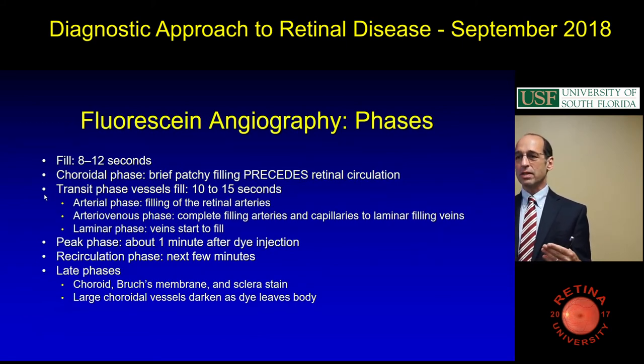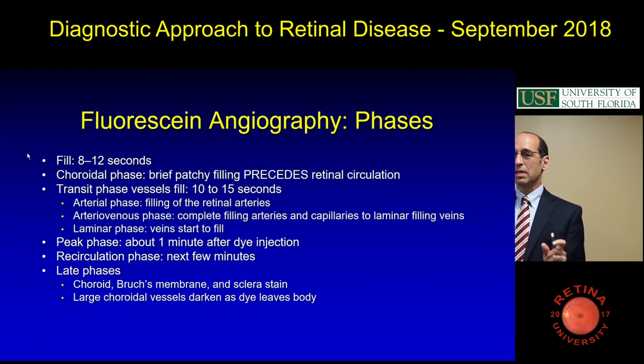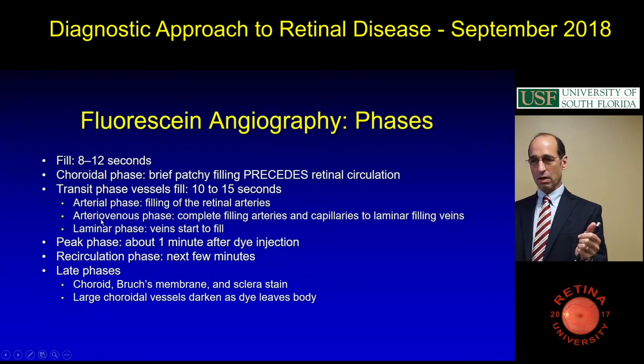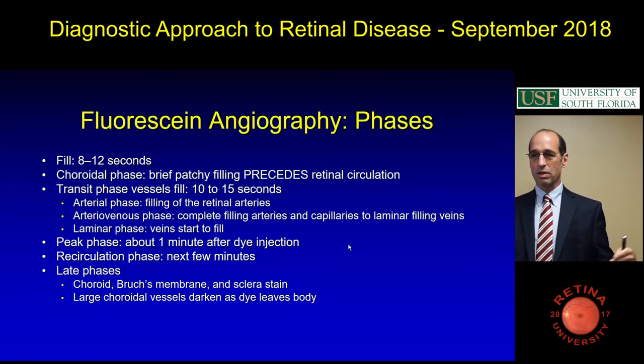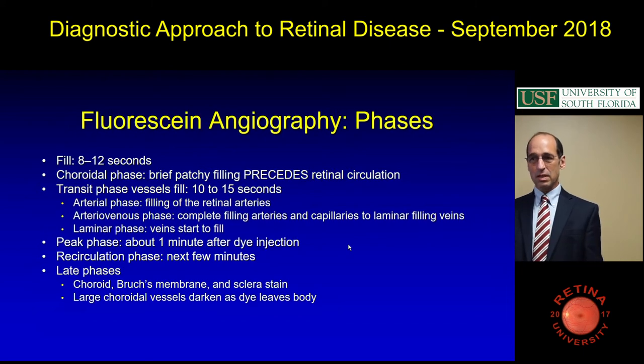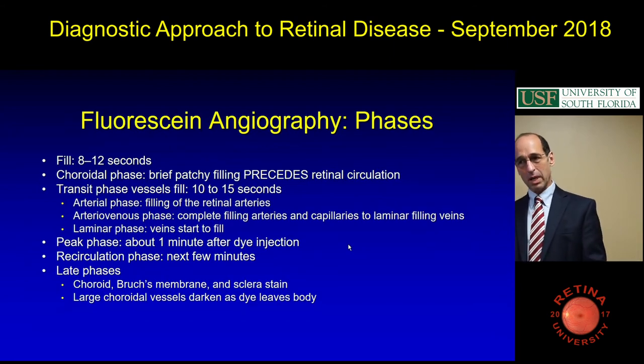And then the transit phase is the first 10 to 15 seconds, which is broken into arterial, arteriovenous, and laminar. Okay, so you get the arterial phase, which is almost of no importance unless you're looking for branch artery occlusion. Arteriovenous is when it starts to come around. Laminar is when the vessels start to fill from the side. Peak phase is at about a minute. And then later you get recirculation, which is when the dye starts to leave the eye, and you can see some of the pathology because you're seeing where the dye is left behind.